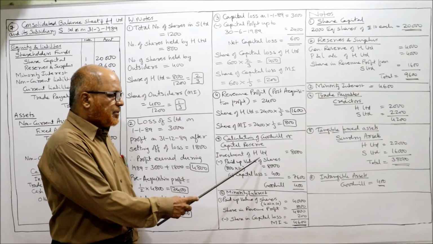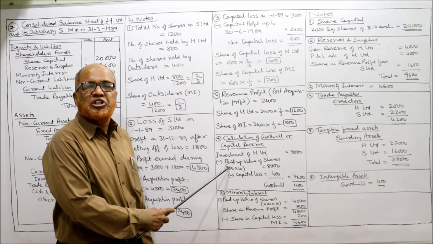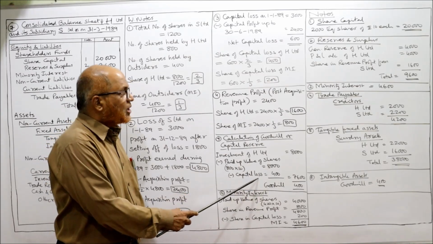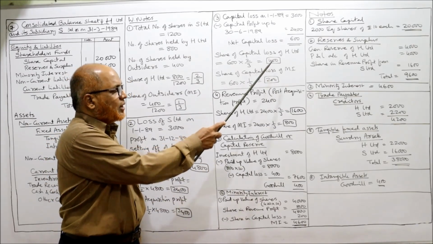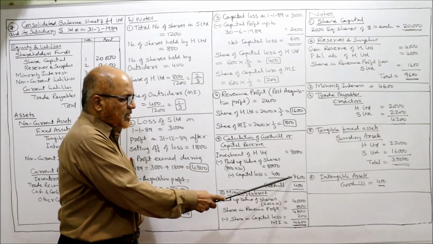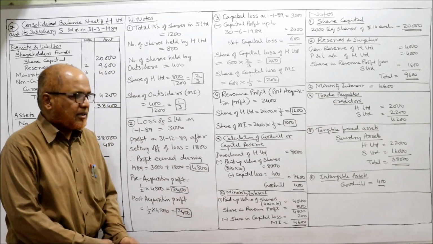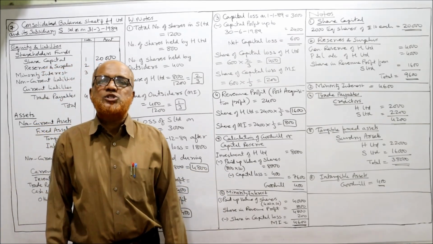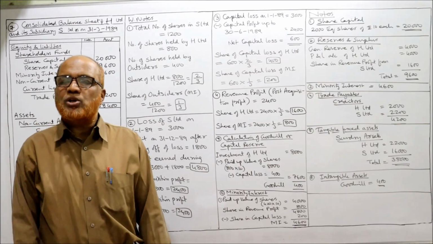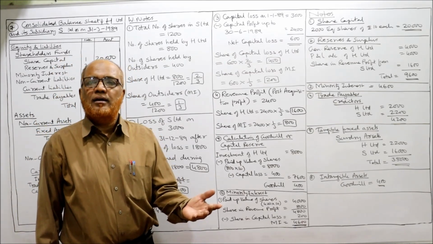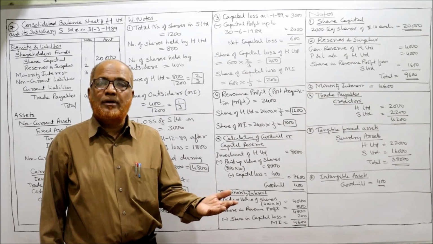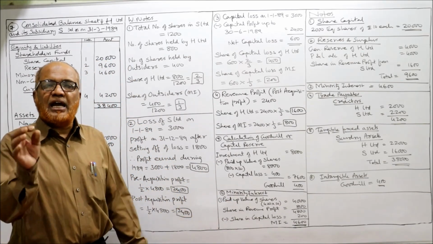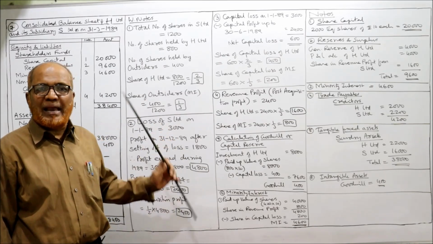So paid up share capital, 800 shares. H Limited holds 800 shares. So 800 into 10, 8,000. Minus capital loss. How much share of capital loss of H Limited? 400. So 8,000 minus 400, 7,600. Now deduct. 8,000 minus 7,600, 400 rupees positive. If you get positive value, it is goodwill. If it is negative, it will be capital reserve. But here positive value. So we got the goodwill. This goodwill will be taken under intangible asset in the balance sheet.